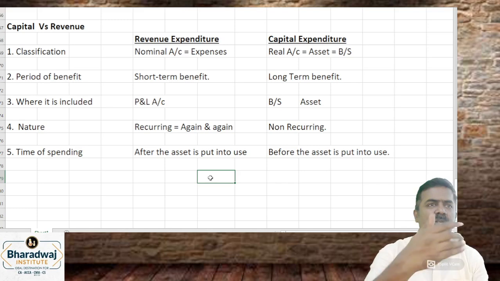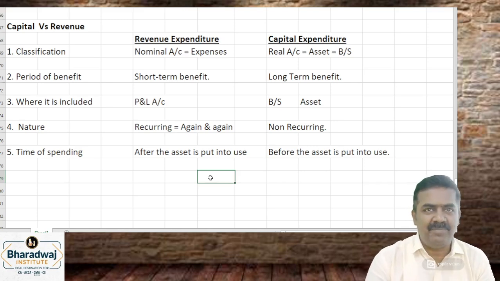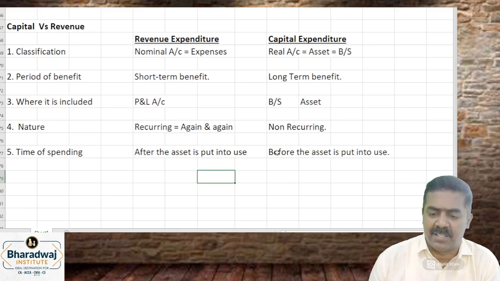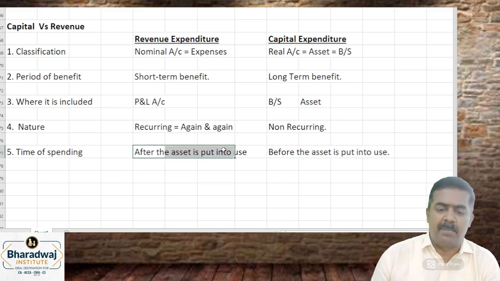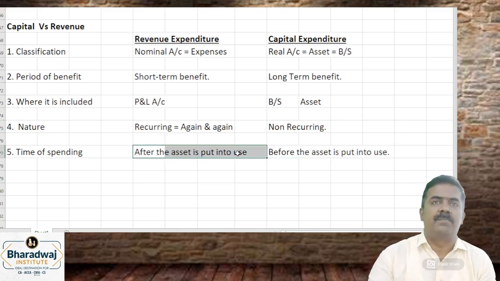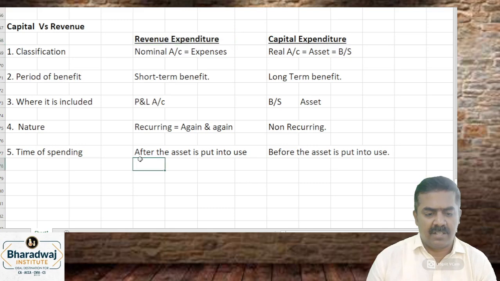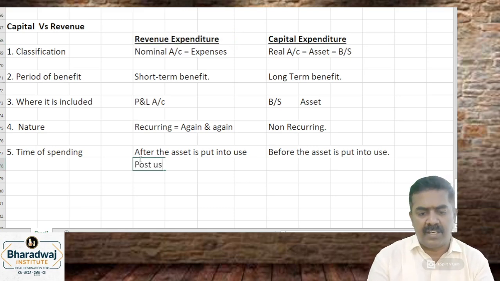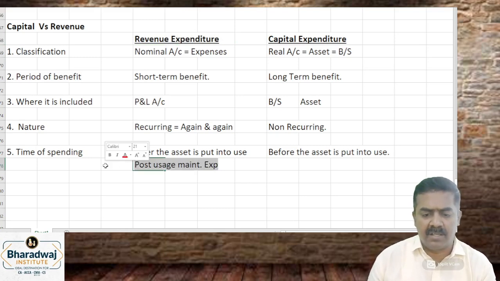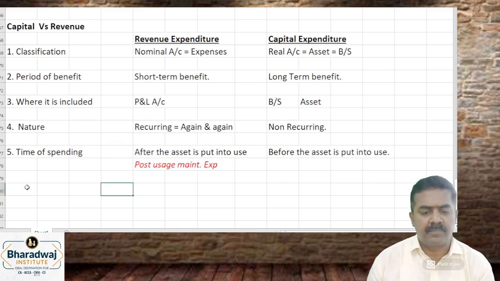For example, you purchase a second-hand car. Immediately you replace tires, tubes, or certain repair work you do before the asset is used. That is which expenditure? Capital expenditure. Sometime later, you change oil, rings, piston, tires. That will be like which one? Revenue expenditure. Clear? Post-usage maintenance expenses will be treated as which one? Revenue expenditure. Okay.